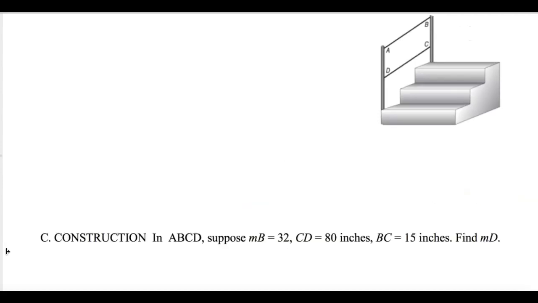Alright, same situation here. We have measure of angle B again is equal to 32 degrees. They want us to find the measure of angle D. Well, we know from properties of parallelograms that these two angles will be congruent, so the measure of angle D will also be 32 degrees.